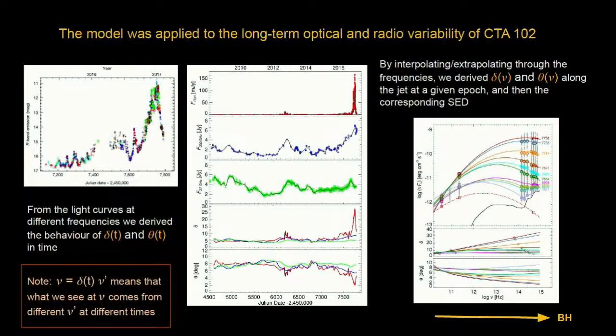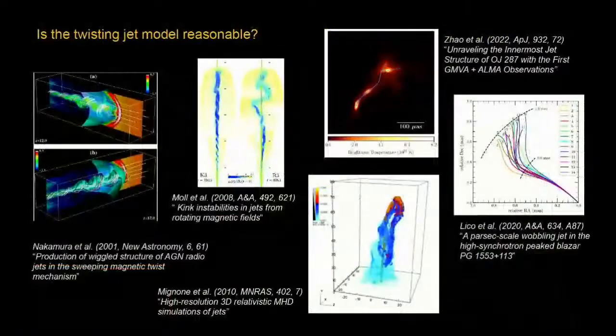And then by interpolating and extrapolating through the frequencies, we derive the behavior of these two parameters as a function of frequency, which in our inhomogeneous jet means along the jet, as a function of the distance from the black hole. And then having this, we could predict the shape of the spectral energy distribution of the source at different epochs and compare the prediction with the data. And we obtain a really good agreement.